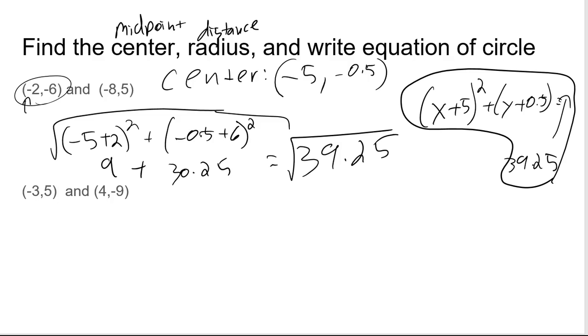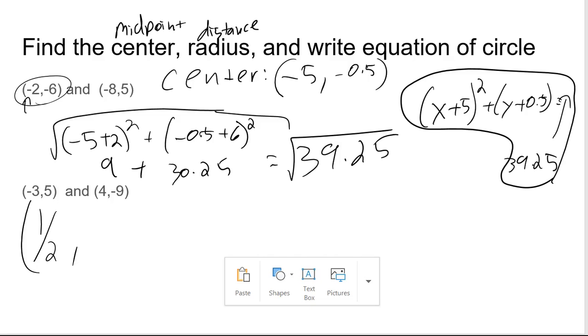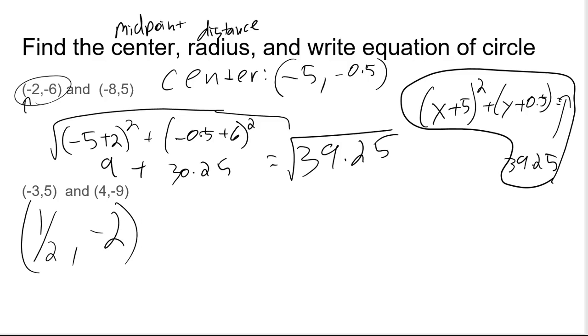Alright, last one. -3 plus 4 is 1, and that's 1/2. This is going to be my center. 5 plus -9 is -4, so it's -2. So that's my center.